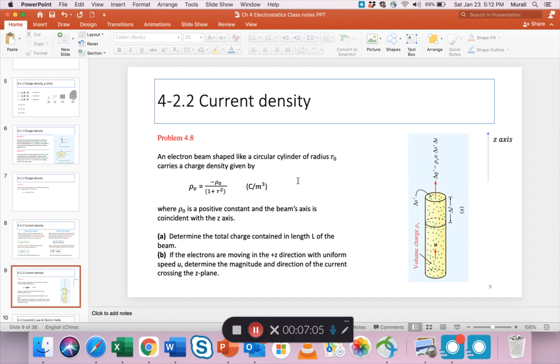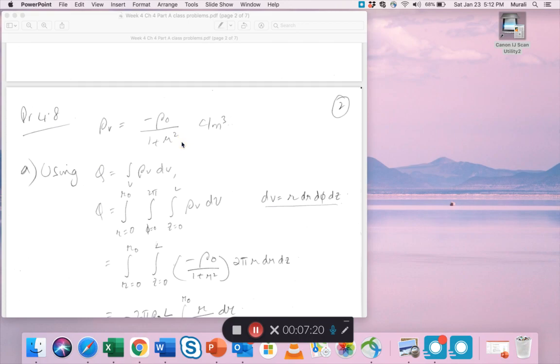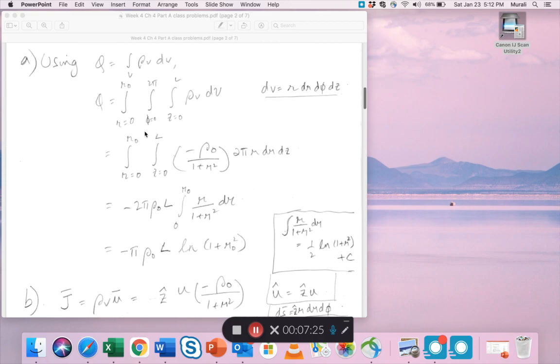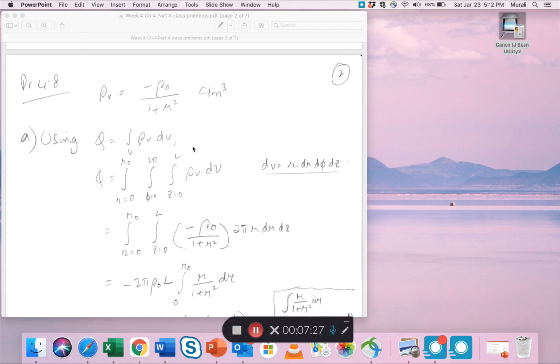This figure is not really for this problem, but I found it and it looks like a volume charge that is shaped like a cylinder, right? So I just brought this along so that it helps you to visualize the problem. All right, so let's go to problem 4.8. I don't have a drawing here, so we'll just use that one drawing.